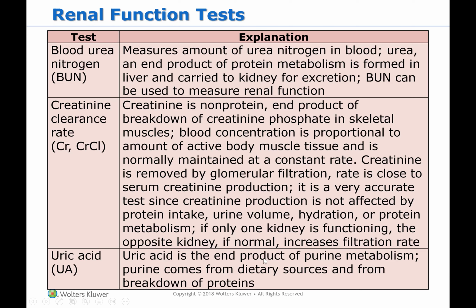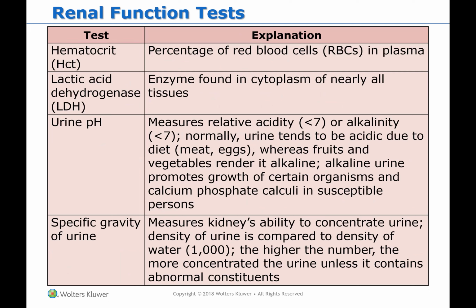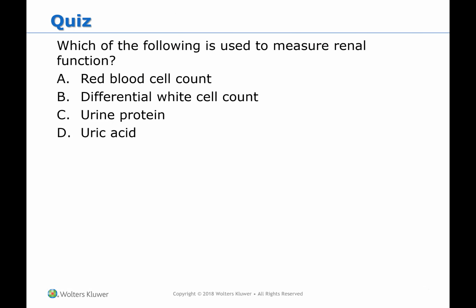And uric acid is the end product of purine metabolism and is from the breakdown of proteins. You look at the red blood cell count, white blood cell count, and differential white blood cell count, hematocrit, lactic acid dehydrogenase, urine pH, and specific gravity of urine. So which of the following is used to measure renal function? It's uric acid.